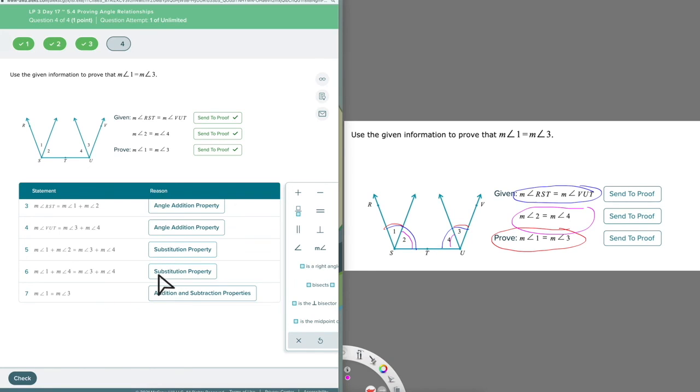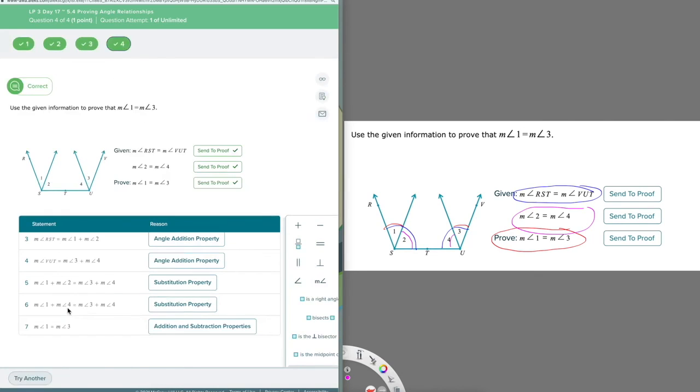It's just a different way of thinking about it. We have to think through the problem and why we are doing what we're doing. All right.